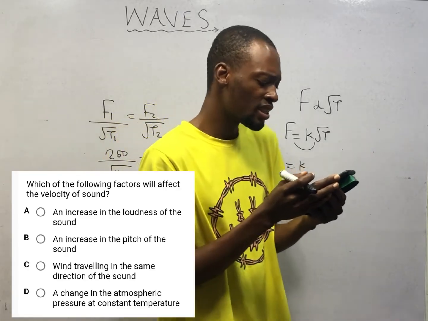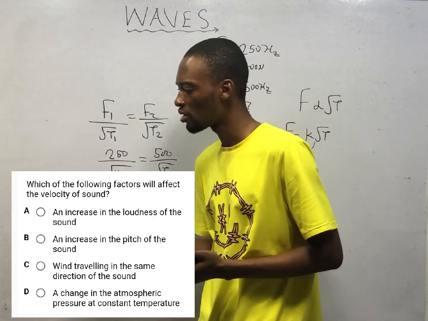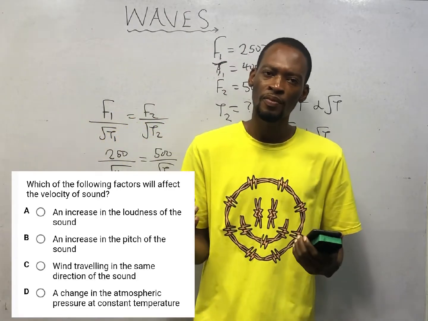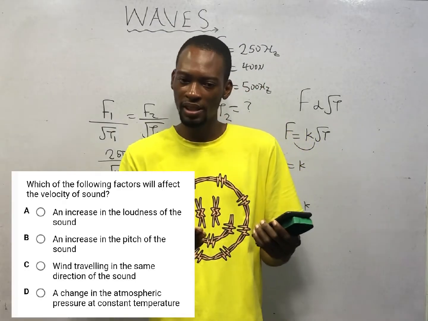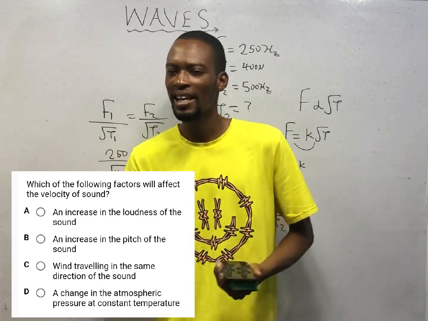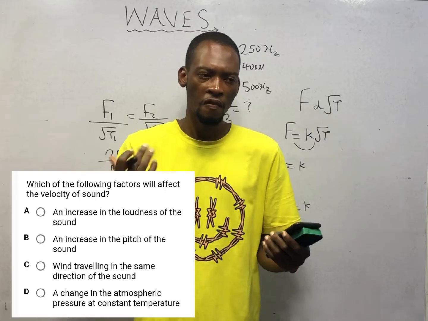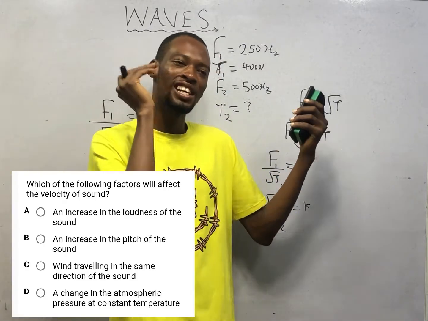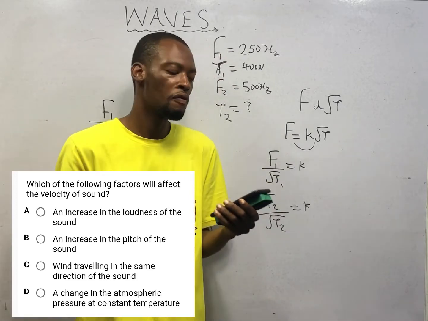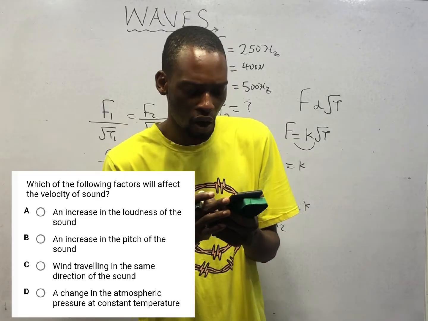Now, pitch, loudness, atmospheric pressure, they have no effect on the velocity of sound. Remember, sound is a mechanical wave. It requires a material medium to propagate. So air, wind, materials, they are required for sound to propagate or to move fast. Therefore, wind traveling in the same direction of the sound will affect the velocity of the sound in air. So option C is the correct option.